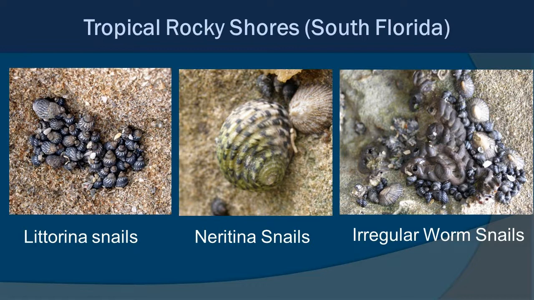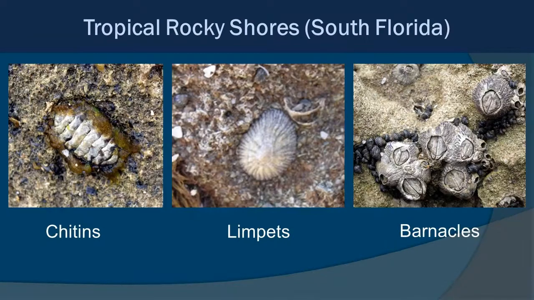On the far left here are the Littoral snails. You often find them, they're relatively small. They can be huddled together like this. They tend to be a little bit higher in the intertidal zone. Then you have the Neuratina snails, which are a little bit more round and a little larger. Irregular worm snails look like some sort of tube worm, but they're actually a type of mollusk, and you can see their squiggly little hard-tubed bodies along the rocks there with some of the Littoral snails gathered around.